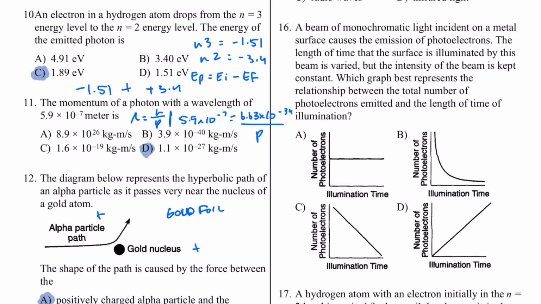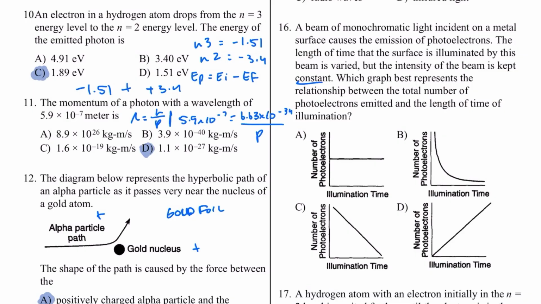16. A beam of monochromatic light incident on a metal surface causes the emission of photoelectrons. The length of time that the surface is illuminated by the beam is varied, but the intensity of the beam is kept constant. Which graph best represents the relationship between the total number of photoelectrons emitted and the length of time of illumination? So this tells us that light intensity stays constant, right?